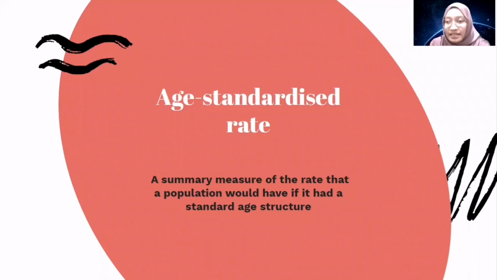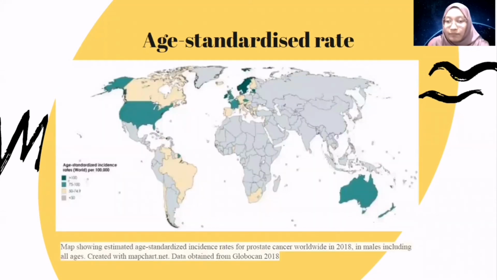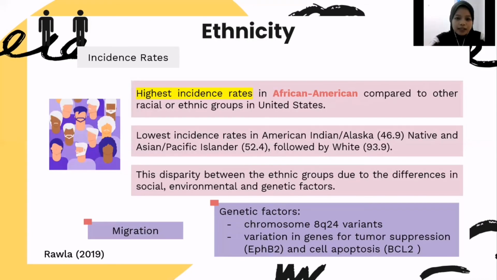Next, I'll be talking about the age standardized rate, which is a summary measure of the rate that a population will have if it had a standard age structure. So as we can see here, the ASR per 100,000 people was highest in Oceania, followed by North America and Europe. In fact, prostate cancer incident increased with age. So next, you can see the map showing estimated ASR incidence rate for prostate cancer worldwide in 2018 in males, including all age. Next, I will explain about the association between ethnic backgrounds and prostate cancer.